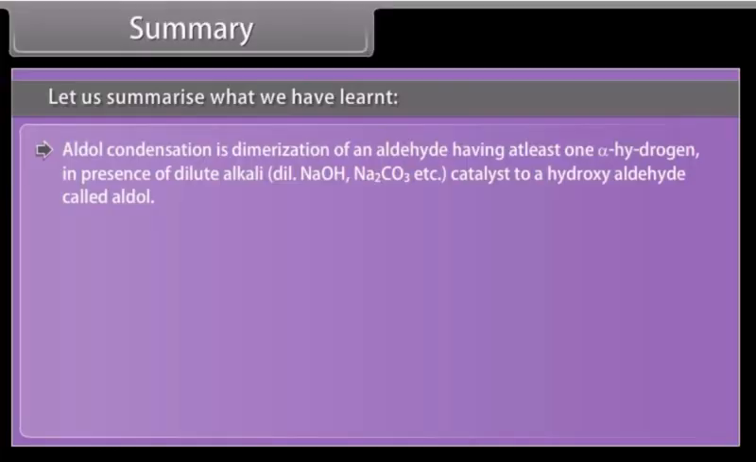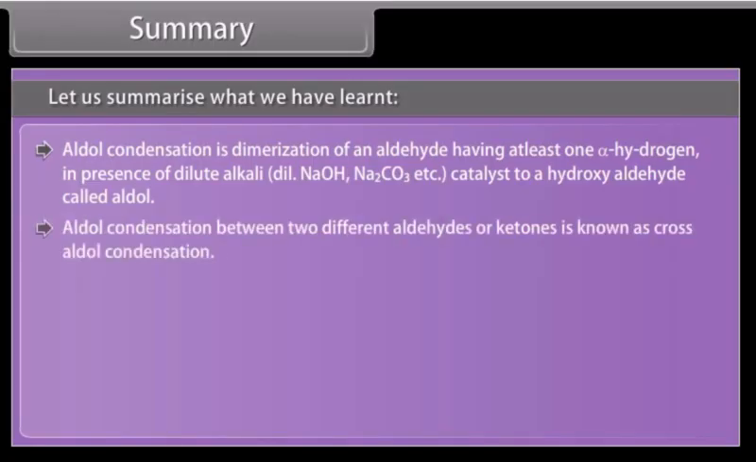Aldol condensation is the dimerization of an aldehyde having at least one alpha hydrogen in the presence of a dilute alkali such as dilute sodium hydroxide, sodium carbonate, etc., catalyst to a hydroxyaldehyde called aldol. Aldol condensation between two different aldehydes or ketones is known as cross-aldol condensation.